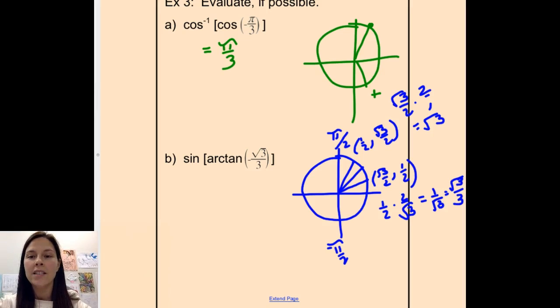In either case, the arctangent of negative root 3 over 3 would be in the fourth quadrant at negative pi over 6. The sine value at negative pi over 6 in the fourth quadrant is negative 1/2.